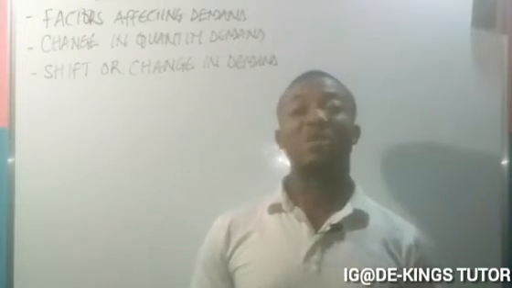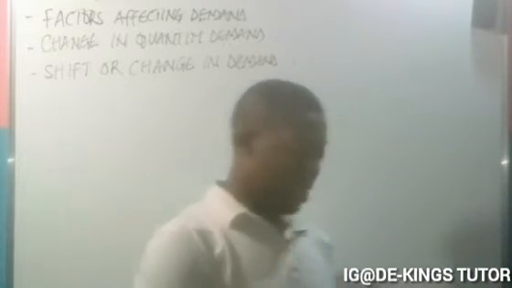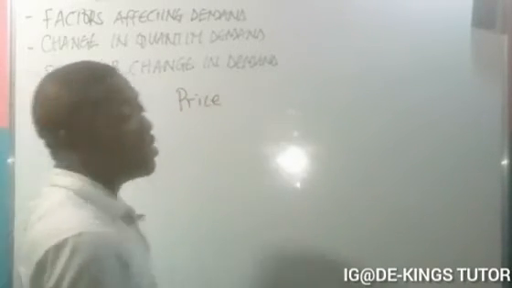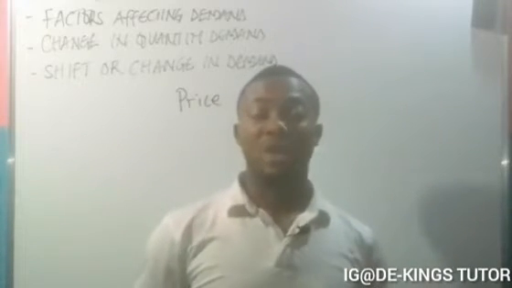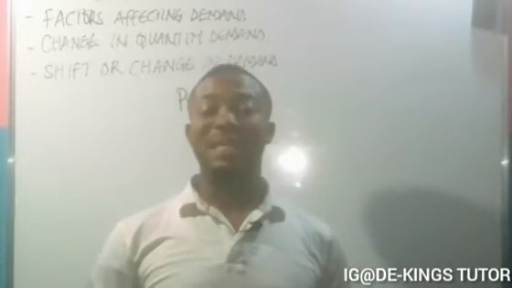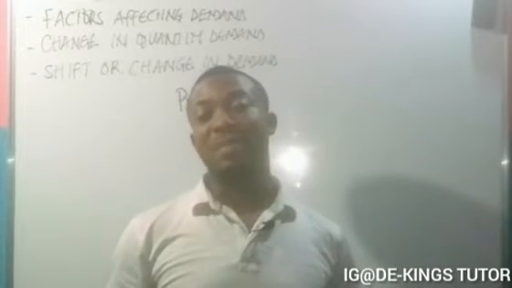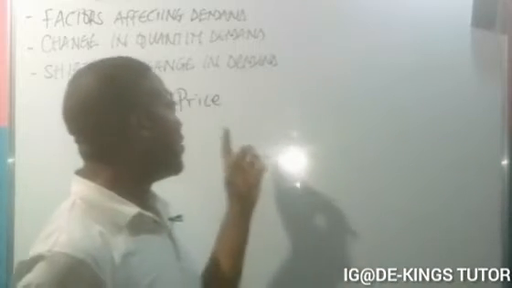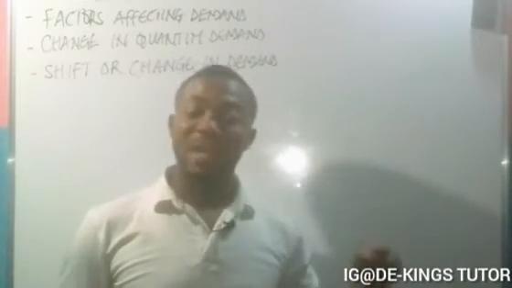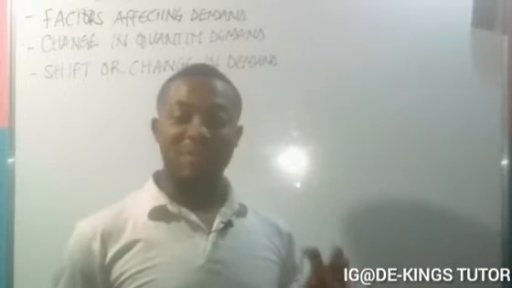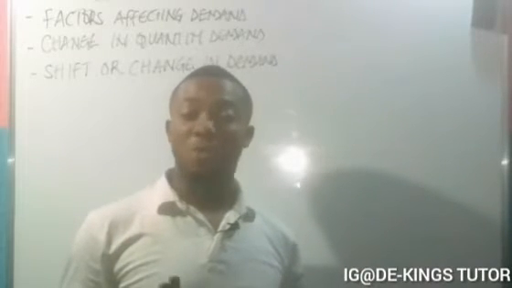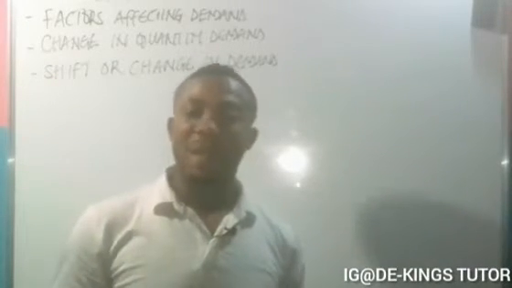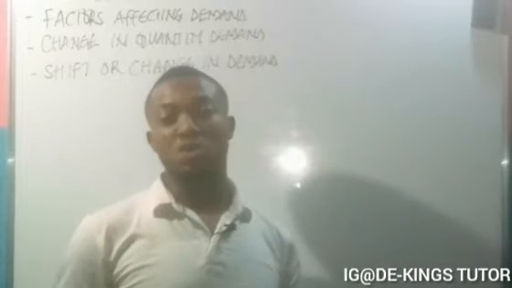Okay, one of the factors affecting demand is the price of the commodity. We said in the law of demand that the higher the price, the lower the quantity demanded, and the lower the price, the higher the quantity demanded. It means that if the price is high, less of the commodity will be demanded, and if the price is low, more of the commodity will be demanded. So price is one of the factors that affects demand, that is, the quantity that will be purchased by the consumer.